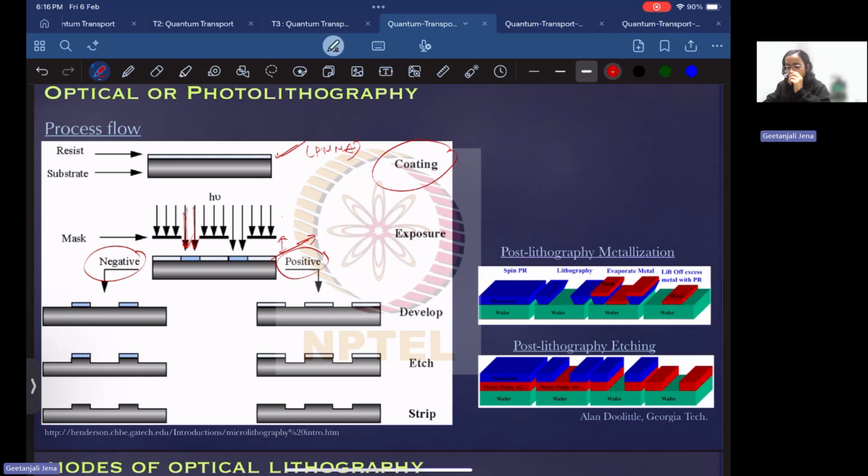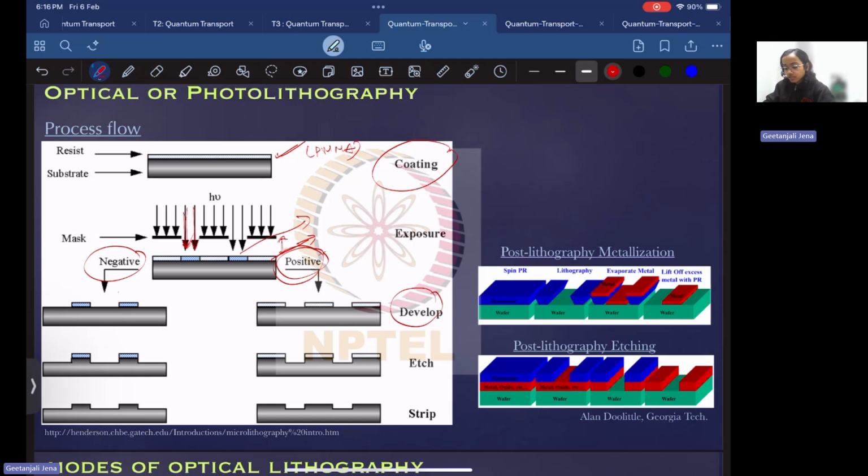And what will happen, so when we use some solvent to remove this photoresist, this exposed part will be removed in the develop stage. So this is for the photoresist where the exposed part will be removed. For the negative one, it is quite in contrast to the positive case.